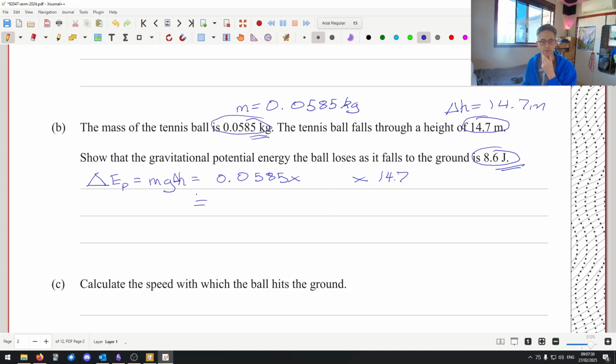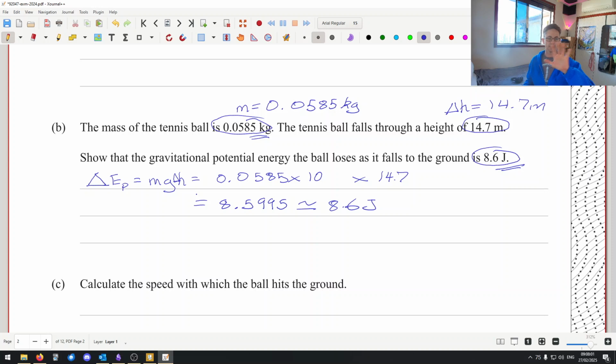14.7, and g should be 10. So at year 11 level, at Level 1, it's just a straight 10. Technically, I think it's like 9.8, but we'll keep it nice and simple for you guys. So if you multiply that out, 0.0585 times 10 times 14.7 should give you 8.5995, which is approximately equal to 8.6 joules.